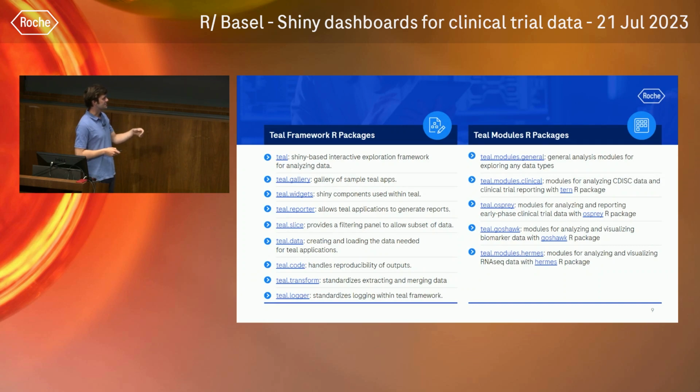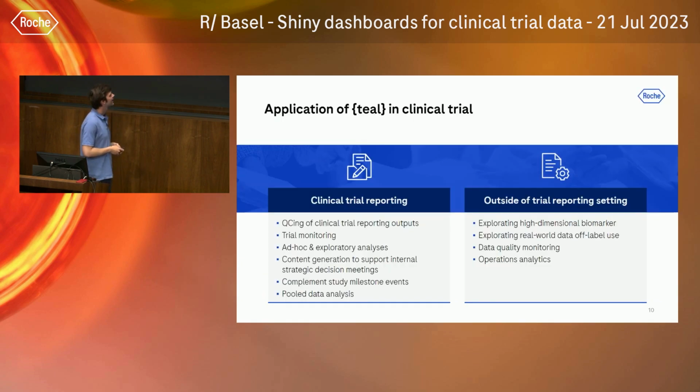And here's just a description of some of the framework packages on the left and the modules packages on the right. And you can see there are quite a lot of different use cases. So originally this was developed for clinical trials, but there are also the potential to use it for biomarker analyses and RNA sequence analyses. And it's kind of expanding the use case wherever we can, really. So uses in clinical trials, where this kind of originated from, is mainly for the QCing of the output reports, for trial monitoring, as well as for ad hoc analyses, I would say, as kind of main use cases.